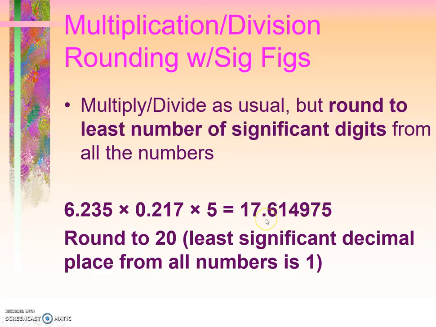So we are going to round the 17.614975 to 1 significant digit, which means we have to round this all the way up to 20, because 20 only has 1 significant digit. So there's no decimal in this number. Right? There's no decimal in here. So 20 has 1 significant digit.